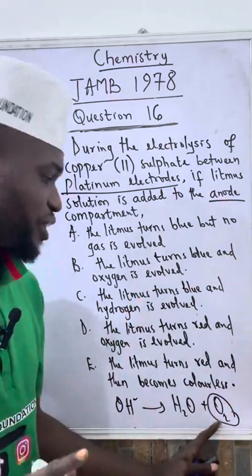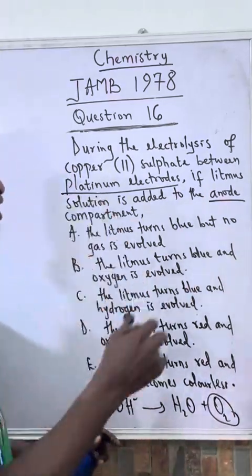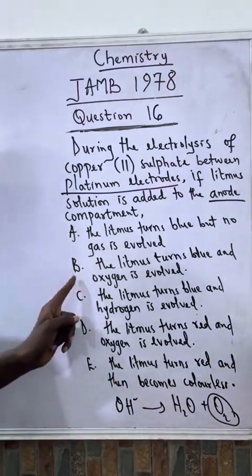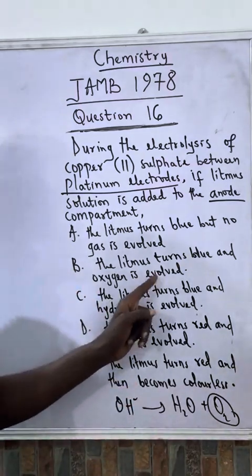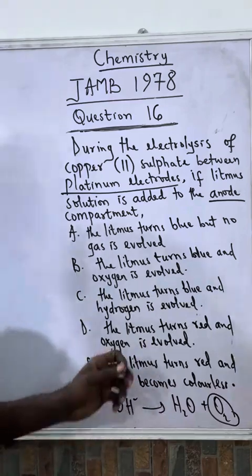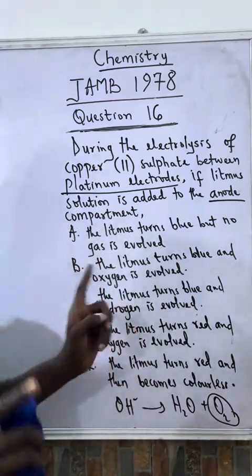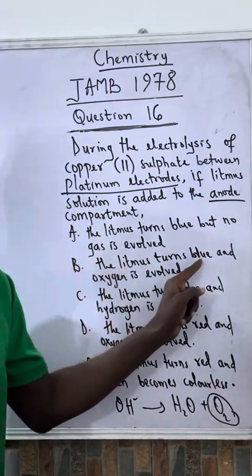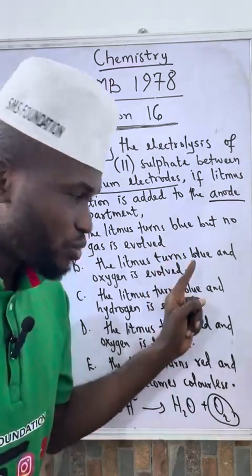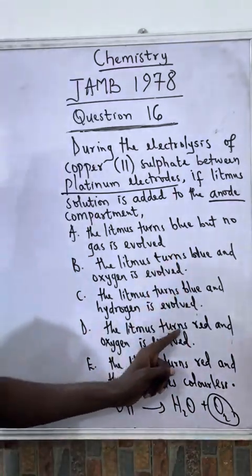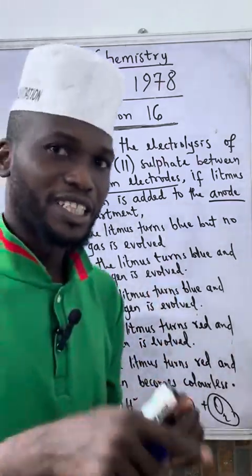That's the first point that you need to know. So you look for an option that has oxygen being evolved. B is likely to have oxygen being evolved, and D also has oxygen being evolved. But we are not done yet. If you go for B, this one says litmus turns blue. Can this be true? We'll confirm that later. Then for D, litmus turns red. So we'll confirm that now.